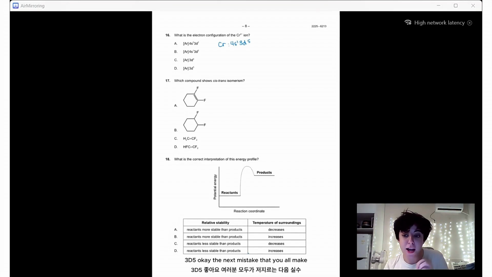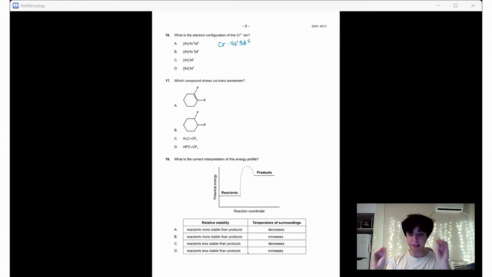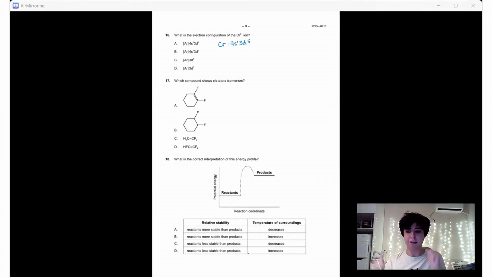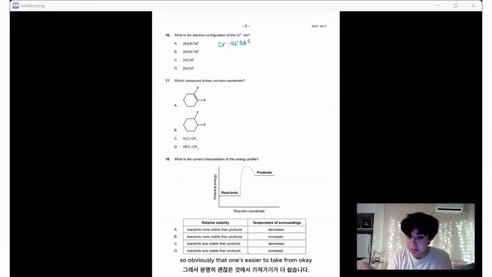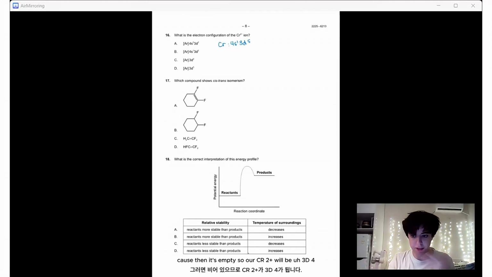Okay, the next mistake that you all make is that whenever you're doing ions of transition metal elements, regardless of if it's this weird exception or not, the transition metal elements lose electrons from the s orbital first. Like we already worked so hard to get that d orbital subshell stable. Okay, why would we immediately make it not anymore? Like, okay, we're gonna take from the s first. Like we already took from s to make our d5, so obviously that one's easier to take from. Okay, and so we're going to take one from there and then one from d orbital because then it's empty.